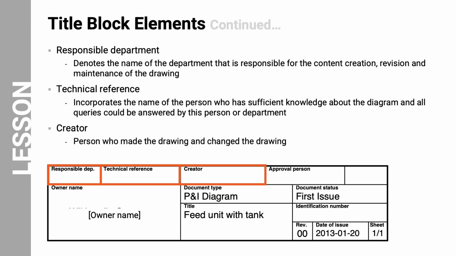The area above the title block contains several important elements that provide context and accountability for the drawing. The responsible department is listed, indicating which team is in charge of creating, revising, and maintaining the drawing. This information is important as any proposed changes must be routed through this department. The technical reference section identifies an individual or department with comprehensive knowledge of the diagram, serving as the go-to source for any queries related to the drawing. The creator field names the person who either made the initial drawing or implemented subsequent changes.